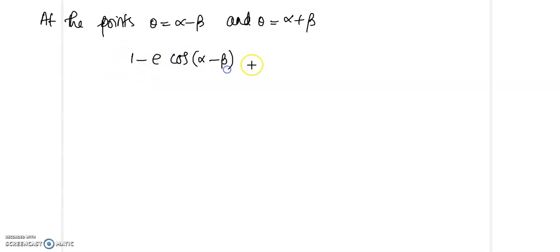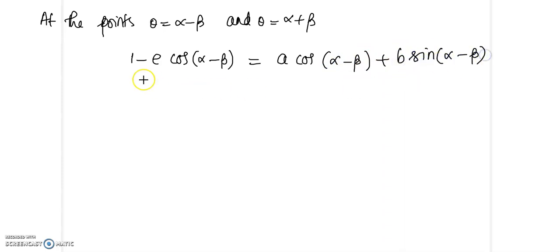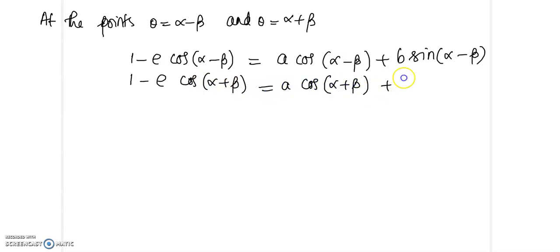Now at the points theta equal to alpha minus beta and theta equal to alpha plus beta, we will get 1 minus e cos(alpha minus beta) equal to A cos(alpha minus beta) plus B sin(alpha minus beta), and at alpha plus beta, we will get 1 minus e cos(alpha plus beta) equal to A cos(alpha plus beta) plus B sin(alpha plus beta).